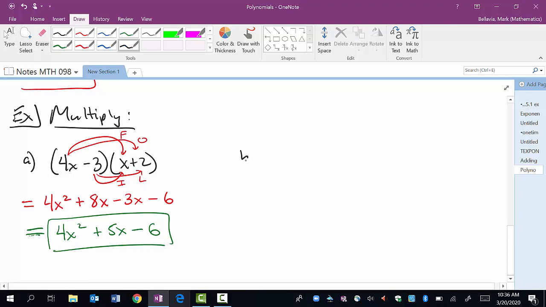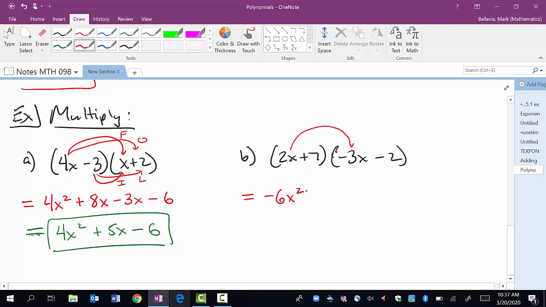Now let's take a look at another one here. If I said I had 2x plus 7 times negative 3x minus 2. Again, we have a binomial times a binomial. That tells us that we're going to FOIL. So multiplying the first together, we had 2x times negative 3x, so 2 times negative 3 is negative 6. X times x gives you x squared, remember, because 1 plus 1 gives you 2.